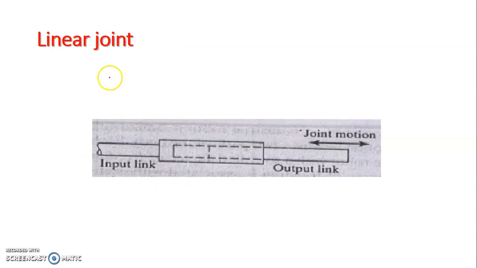First we'll take the linear joint, how it works and how it looks. You can observe in the diagram. This is the joint of the industrial robot, and here we have the input link and the output link. By using this joint we can have linear motion in the robot. The arrow mark indicates that by using this linear joint we can have linear motion in this direction. The input link gives motion to the output link so that the output link can also move forward and backward.